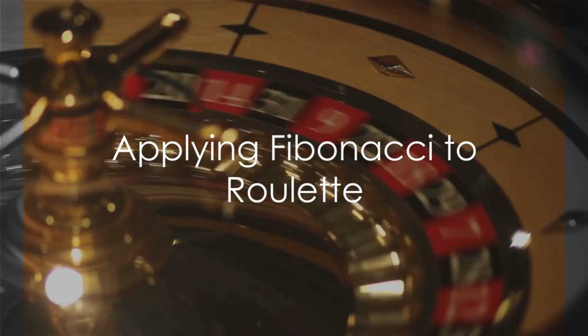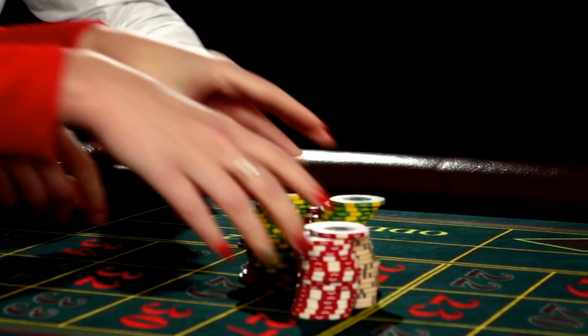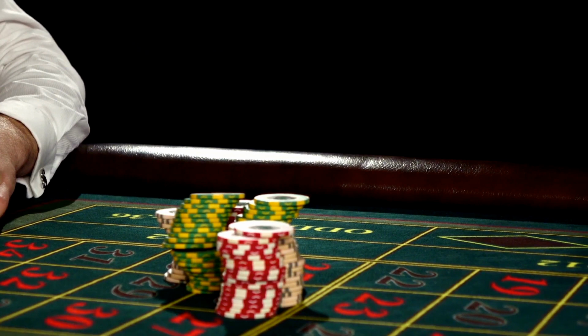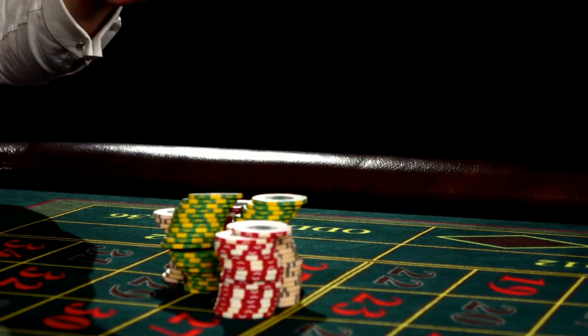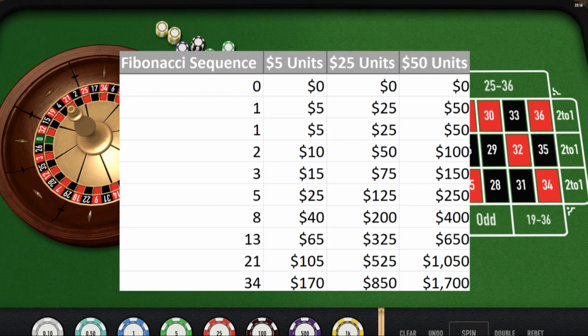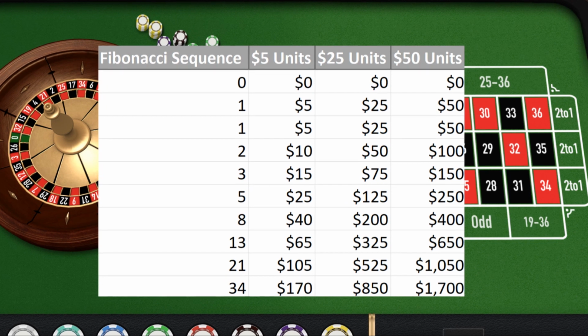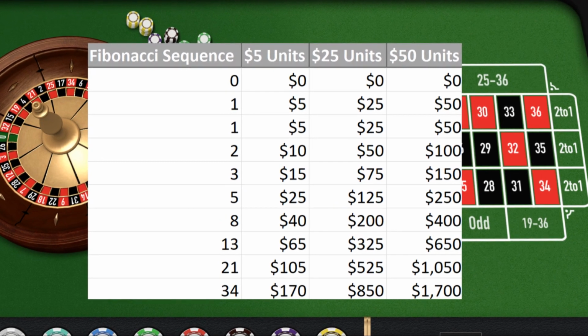Now, how can we use this sequence in roulette? The Fibonacci betting system is a progressive strategy. You start by betting a single unit, aka 1. If you lose, you move to the next number in the sequence. If you win, you move back 2 numbers in the sequence or to the single unit. This system is designed to recoup losses and make a profit with fewer wins.